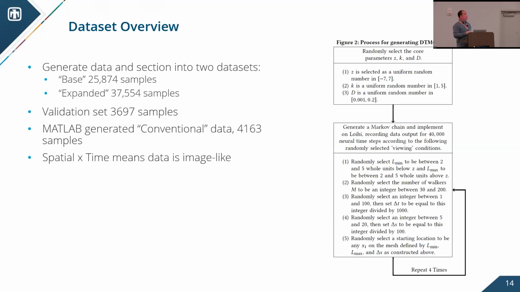Okay, so that's a sample of our data. Our entire data set is much larger than that. We generated two training sets. One of them we call base, which is about 26,000 examples in different configurations, most of them randomly assorted. And an expanded set, which has about another 10,000 samples generated in largely the same way. We have a separate validation set of 3,700 examples.